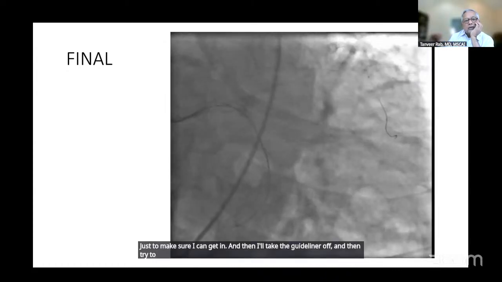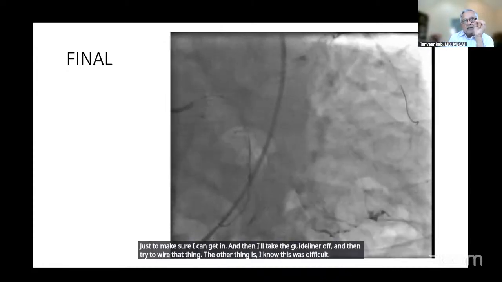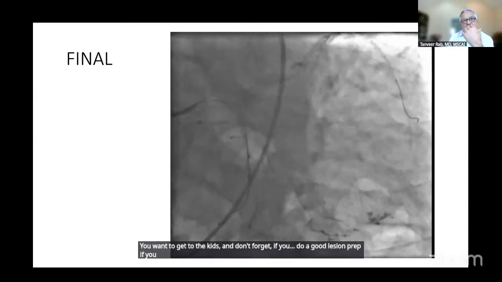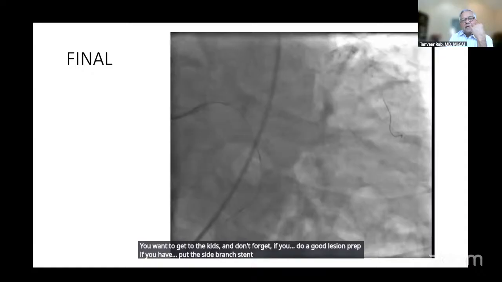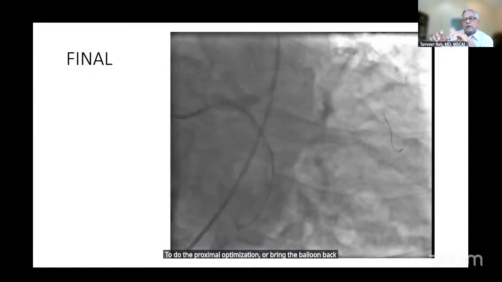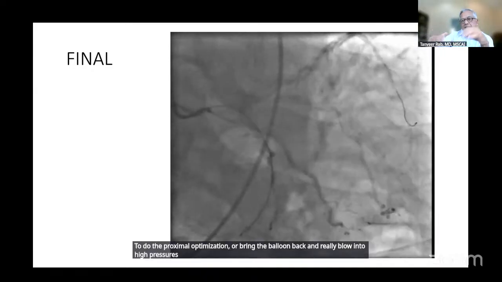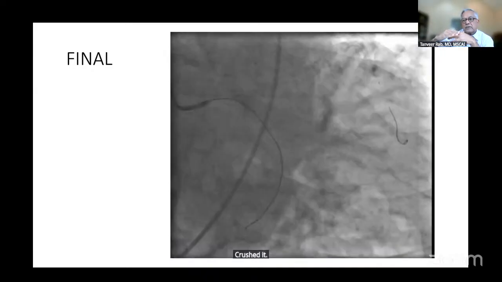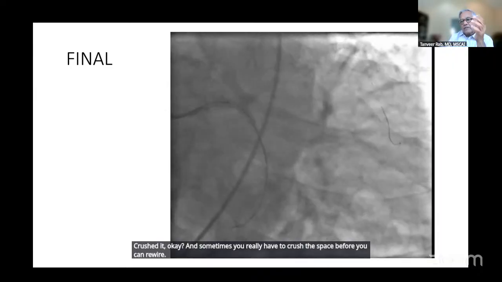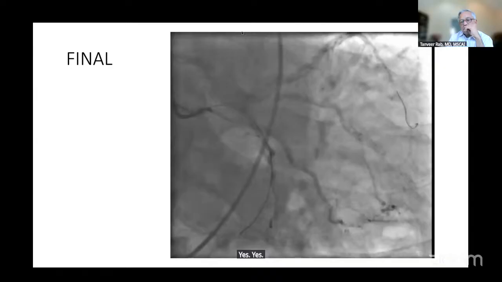The other thing is, I know this was difficult. You want to get to the case, but don't forget, if you do a good lesion prep, if you have put the side branch stent in the circumflex first, don't forget to do the proximal optimization, or bring the balloon back and really blow into high pressure, so you really open up the cells, and then crush it, okay? And sometimes you really have to crush the space before you can rewire, and then follow the steps. That's very important. Yeah, absolutely.